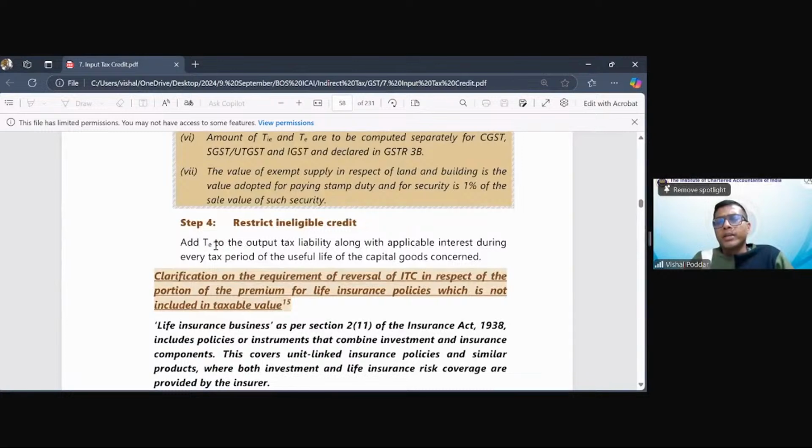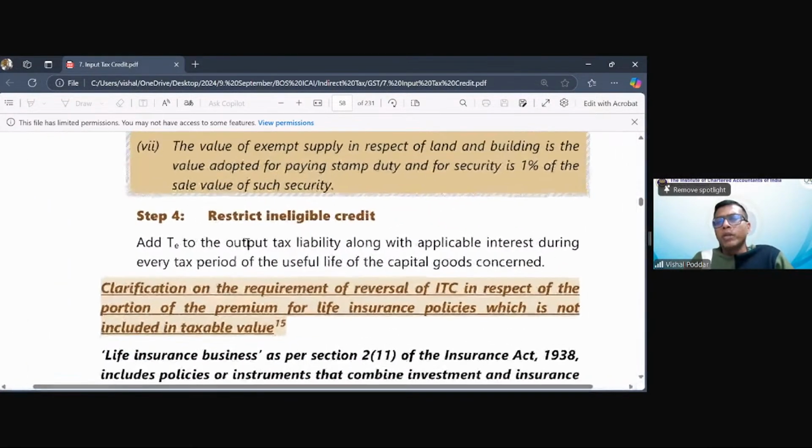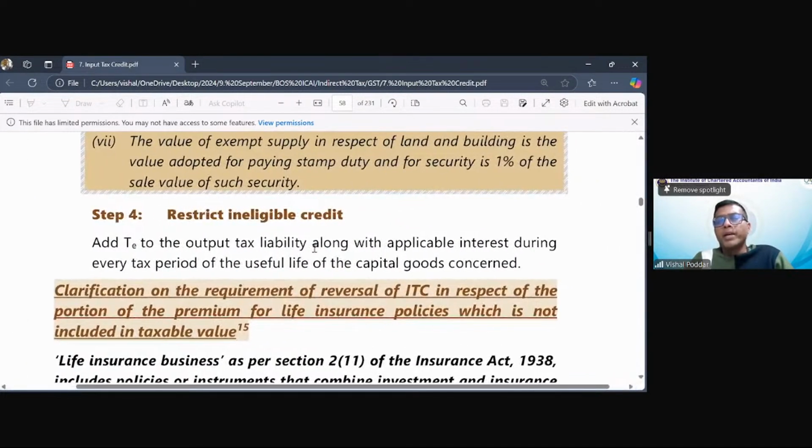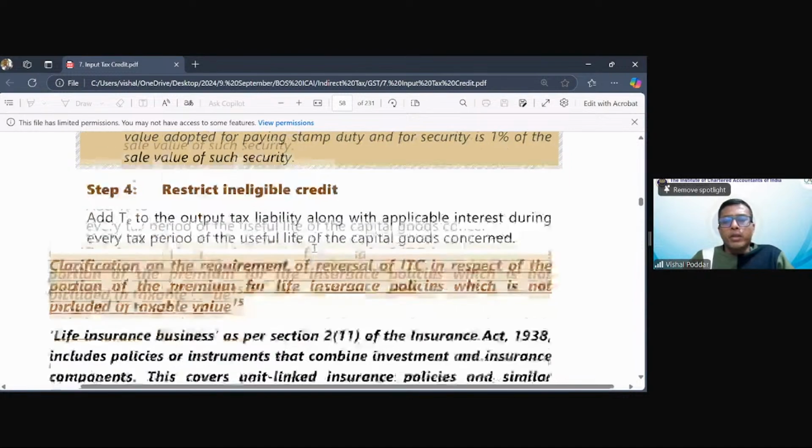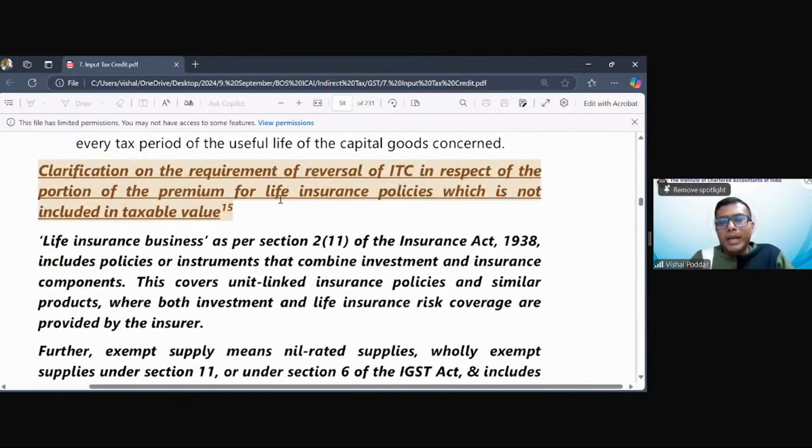I've already said that this TE, which we calculated, will now be reversed. How will it be reversed? It will be added to your output tax liability. Simple. The moment you add it to your output tax liability, that much you either pay using the credit balance, or if not, you pay out of your pocket. So it will be reversed, it will be paid. Now, next lecture, we study from this clarification. Understood, students? But please read this and come, because this is slightly technical.